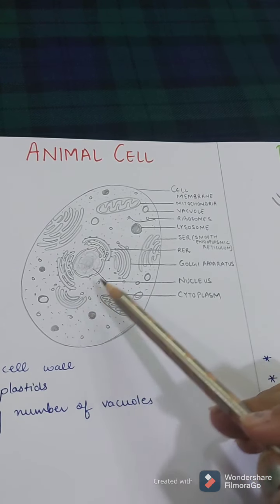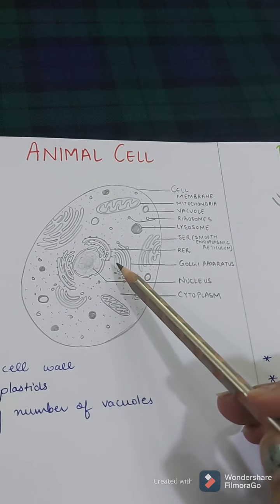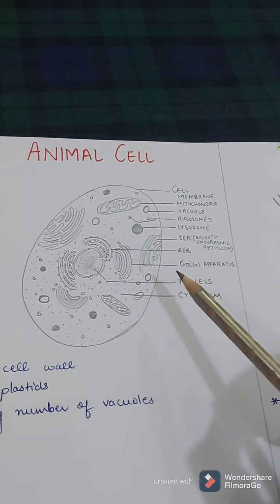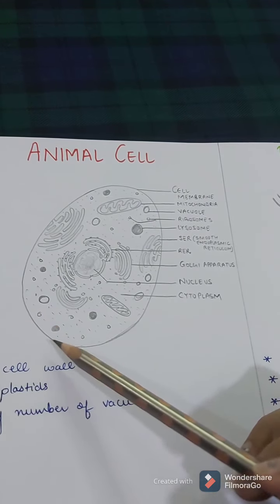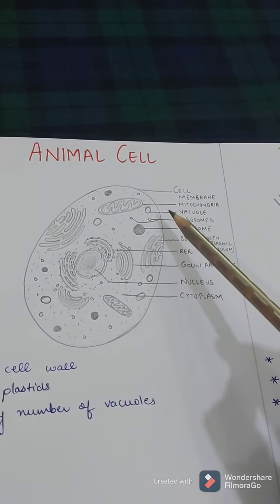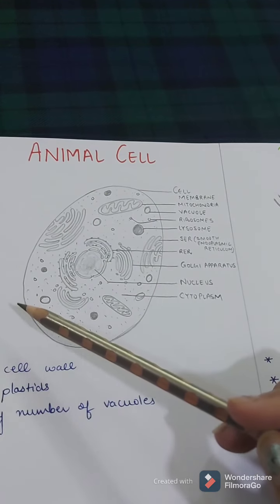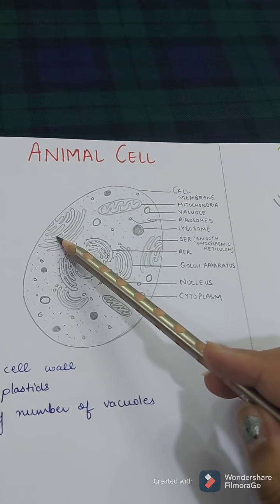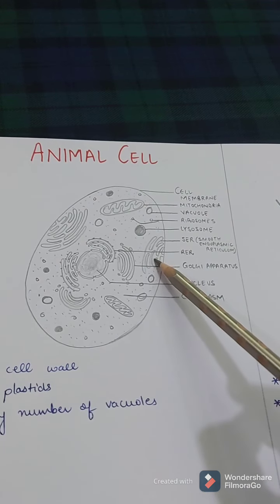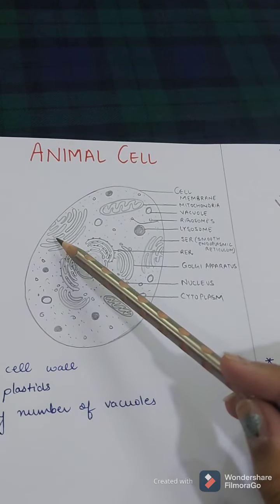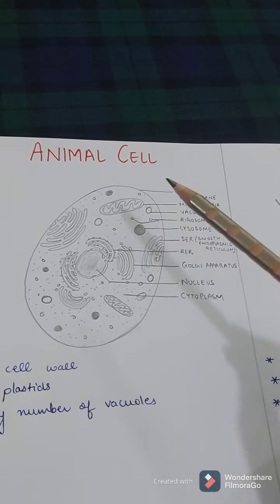So these are the Golgi bodies. Whereas the smooth endoplasmic reticulum is present nearer to the cell membrane. So this layer here is the cell membrane, and this is a smooth endoplasmic reticulum. This is also a smooth endoplasmic reticulum which is present near the cell membrane.